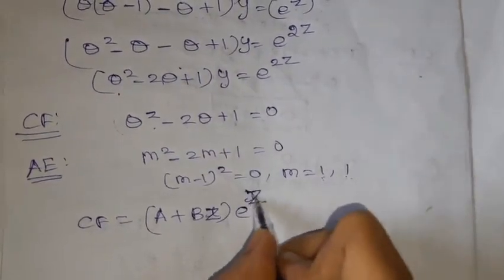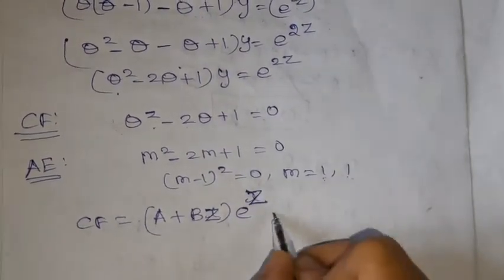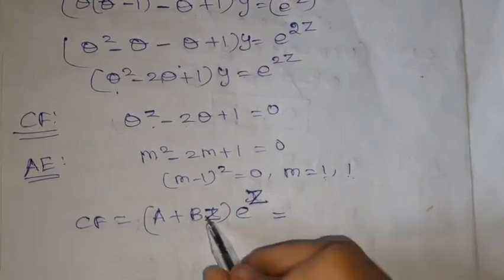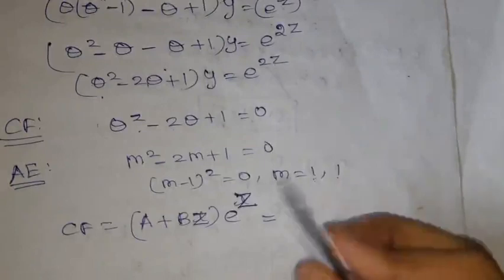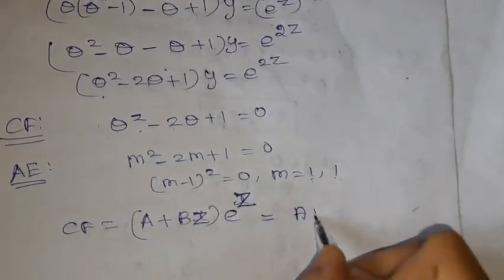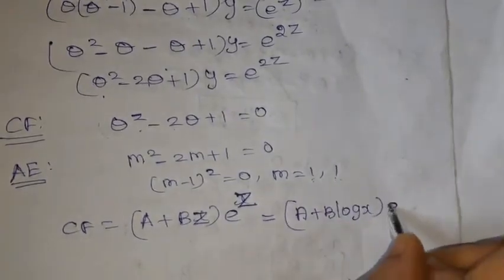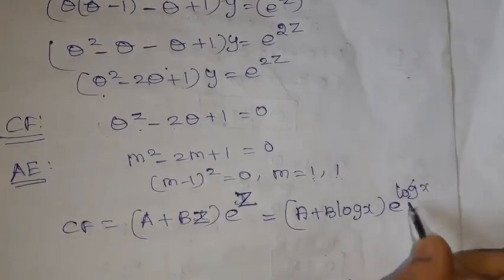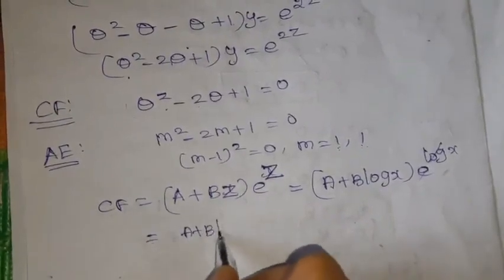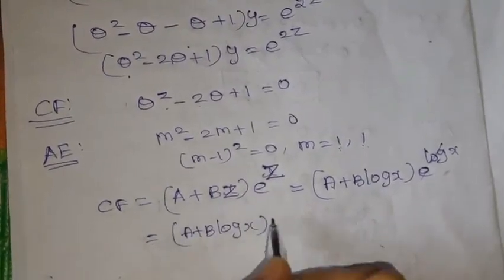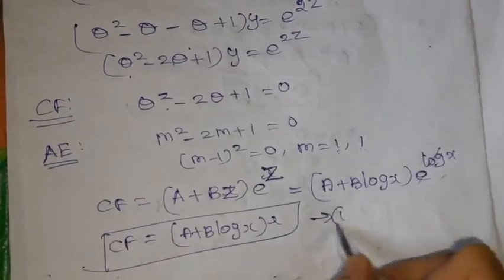So now we should change with respect to x. We know that z equal to log x. So a plus b log x into e power log x. So exponential and logarithmic can cancel. What is the complementary function? A plus b log x into x. Okay, so complementary function, say it is equation 1.